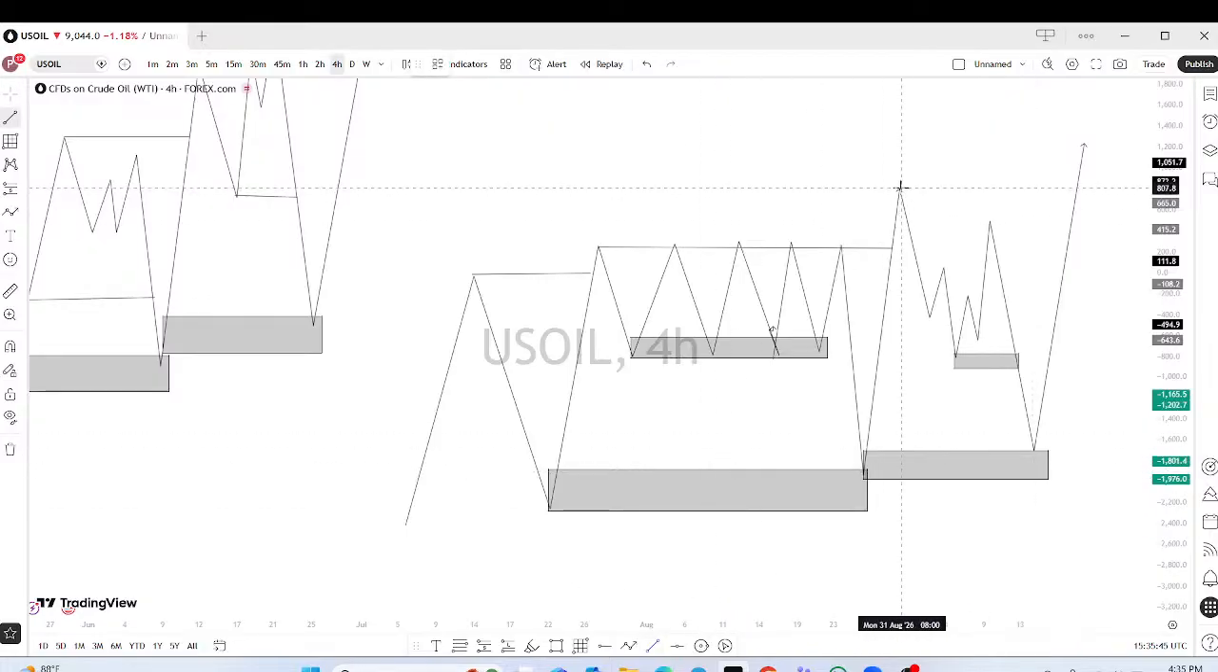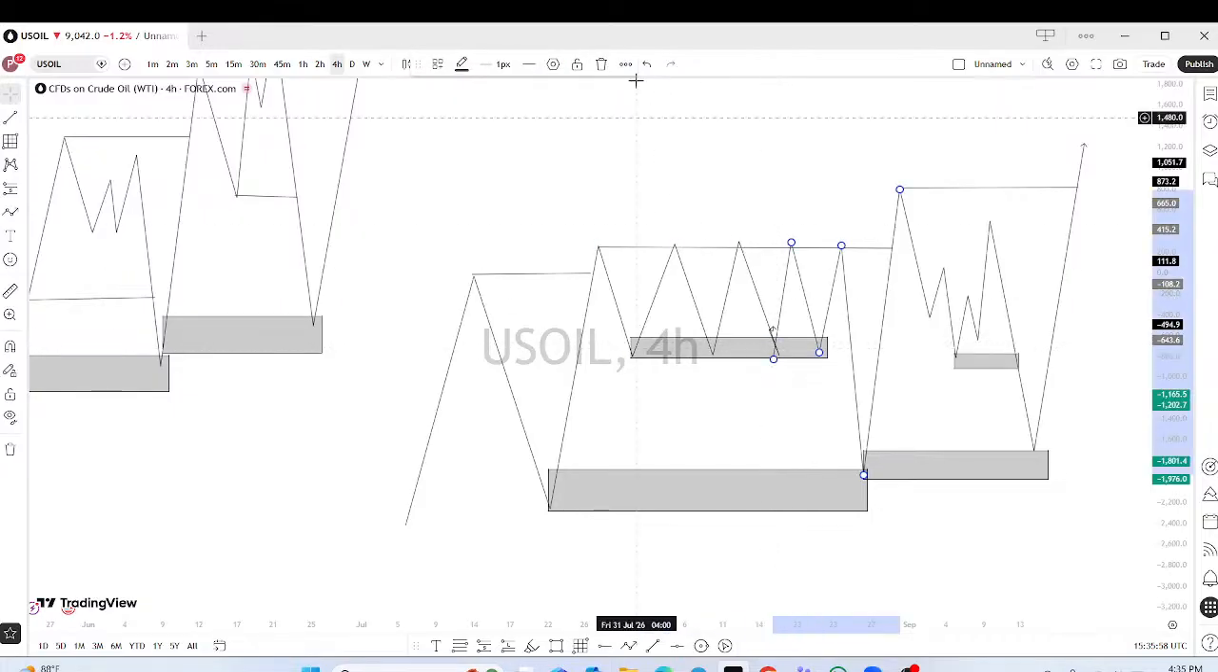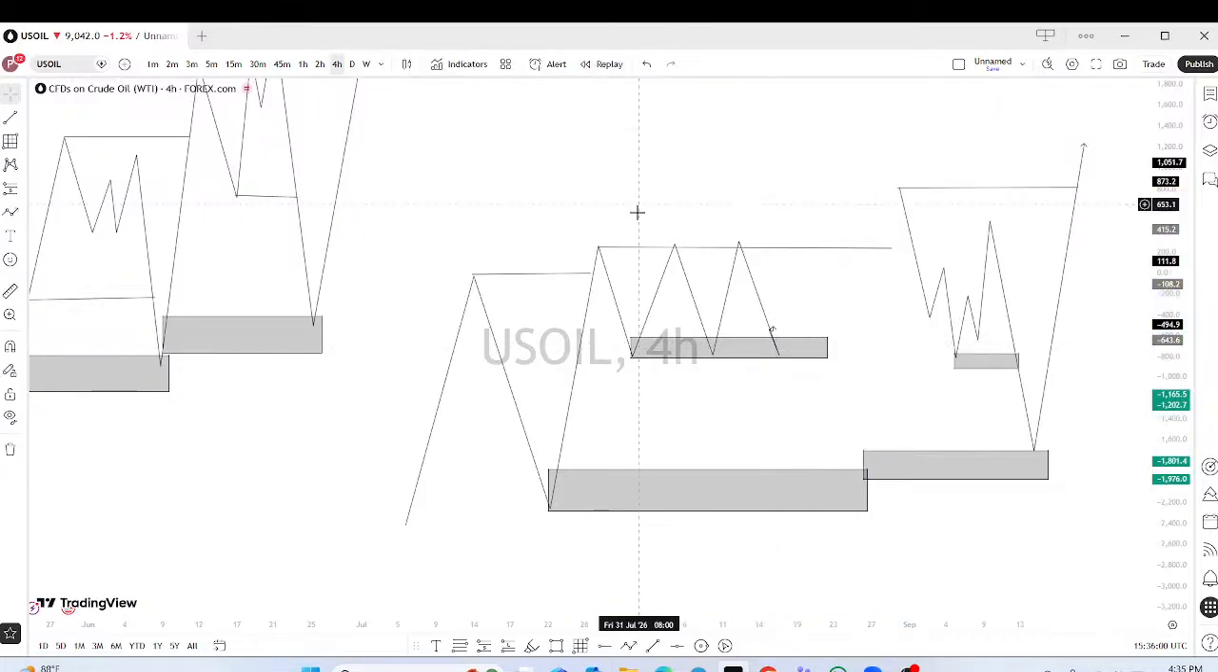I don't know whether you guys are following. So this is just it. Trust me, if you understand how liquidity works, you have solved 80% of your problem on the chart.